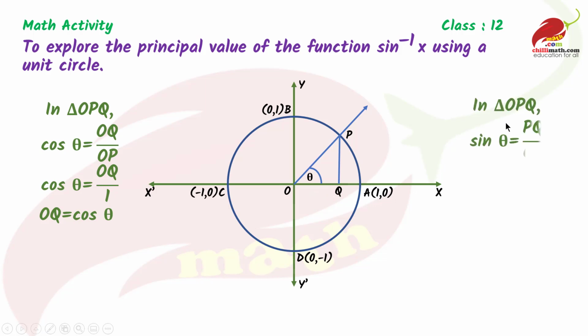Similarly, we can find sin theta, that is perpendicular over hypotenuse. Again OP is 1. Cross multiplying, PQ is equal to sin theta. So its vertical distance is measured by sin theta. So its coordinates will be cos theta and sin theta. So now onwards, if we are given angle, then no need to draw this perpendicular or this point. We can directly find its x coordinate and y coordinate.